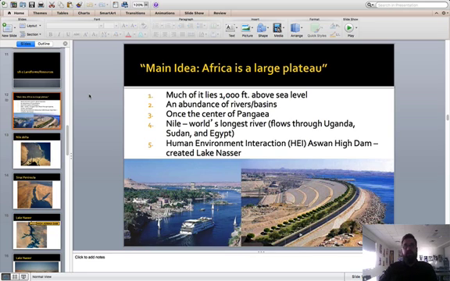And then Africa was basically the center of Pangea, so it hasn't really moved that much. When you look at the other continents around the world, a lot of them you can see how they fit next to Africa. Then the Nile River is the longest river in the world, and that starts in Central Africa and Lake Victoria and flows north into the Mediterranean Sea. And at the end of the presentation, we'll talk about the Aswan High Dam that was built on the Nile River. We'll get to the pros and cons of that.